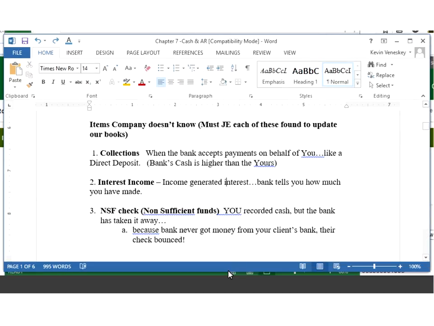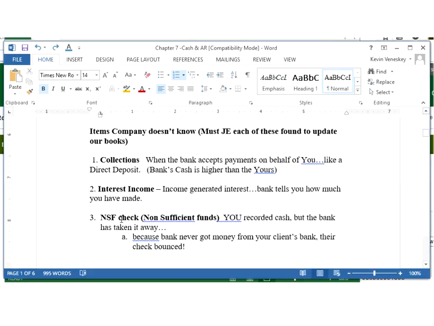The third one, and hopefully this doesn't happen, but it definitely is out there and it very well could, is a non-sufficient funds check, meaning your client paid you and you thought you were getting money because you assumed that the client had the money in the bank to draw on, but they didn't. When the bank went and cashed the check for you with the other bank to get the money, the other bank said, this guy doesn't have enough money to pay you. So therefore, you never got the money even though you thought you did. So your numbers are going to be too high. Your cash is going to be too high compared to what really happened.